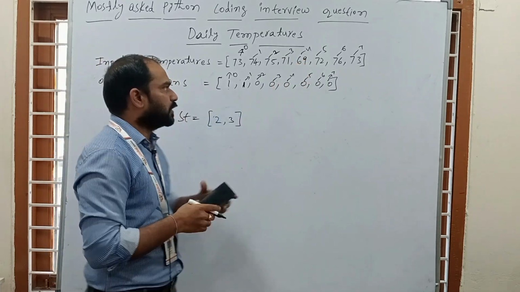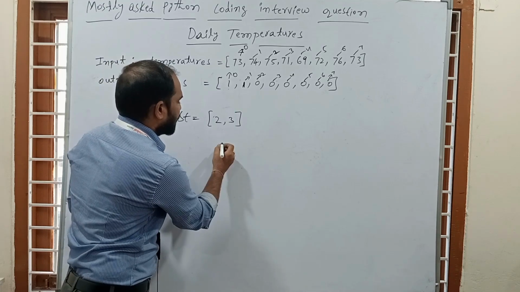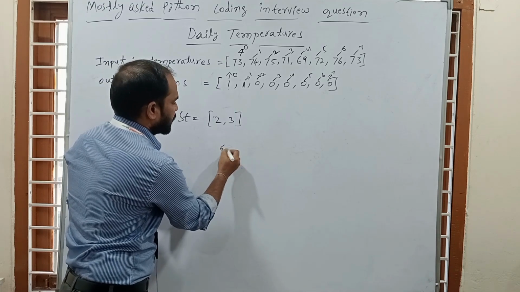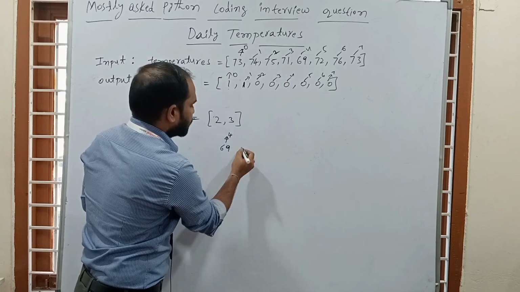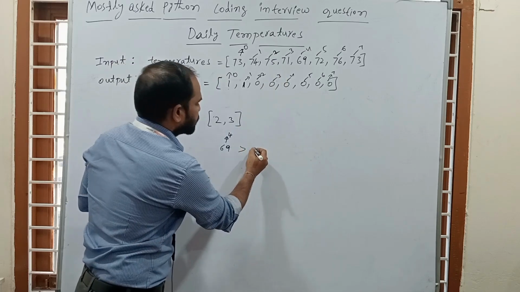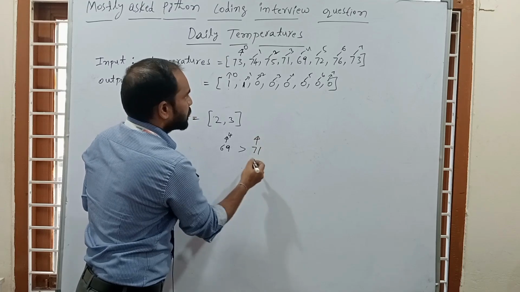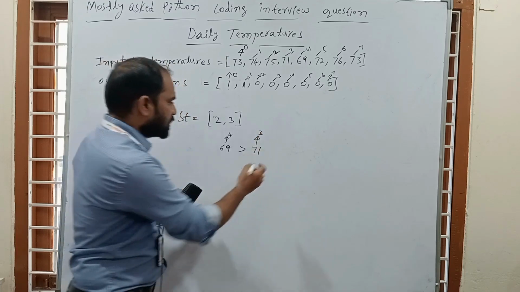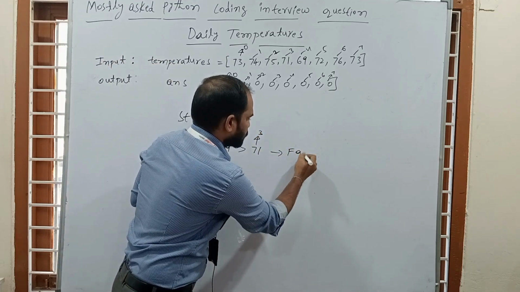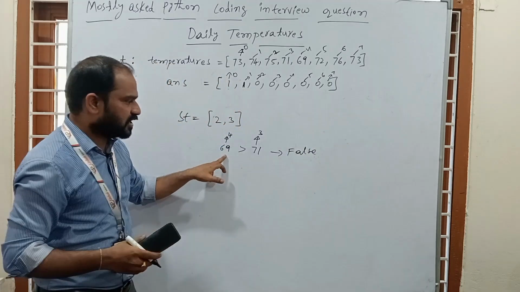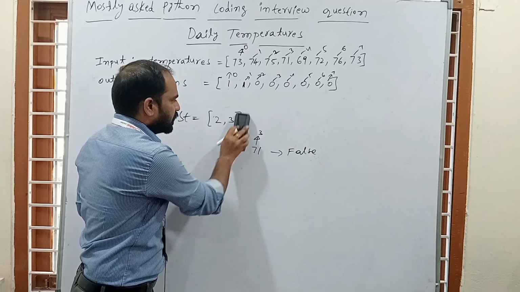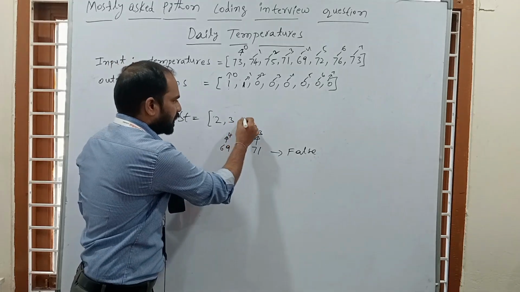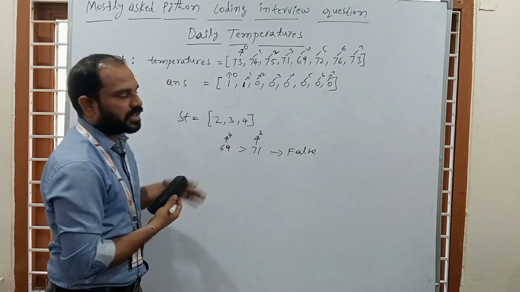After appending, next you need to take 4, right? So now take the index number 4, the fourth indexed element 69, and compare it with the index 3, right? The index number of 71 is 3. So this is also false. Here 69 is not greater than 71. So in this particular case, what do you need to do? You need to append the index number 4 into the temporary list.